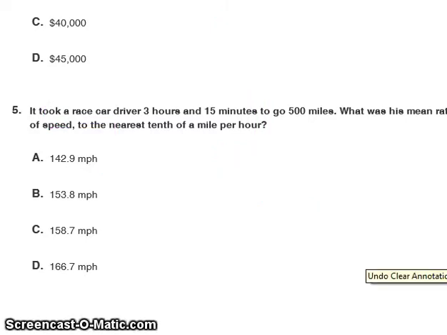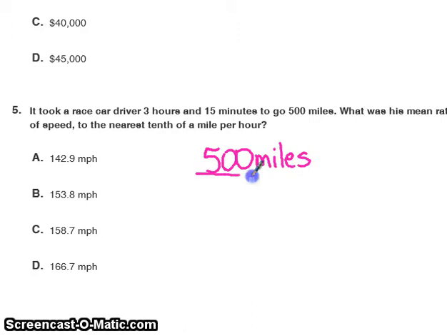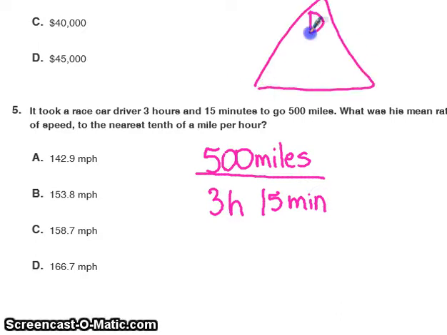And if I'm going too fast for you, feel free to pause this video. Feel free to go back, watch it again. Number 5, it took a race car driver 3 hours and 15 minutes to go 500 miles. What was his mean rate of speed to the nearest tenth of a mile per hour? Distance, rate, and time. Distance divided by the 3 hours and 15 minutes. And if you don't remember that, remember our triangle? If we are looking to find the rate, I take the distance and divide by the time.